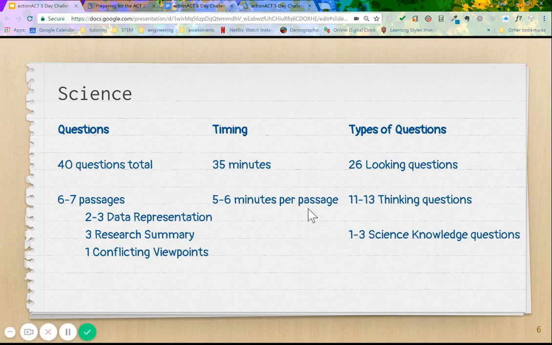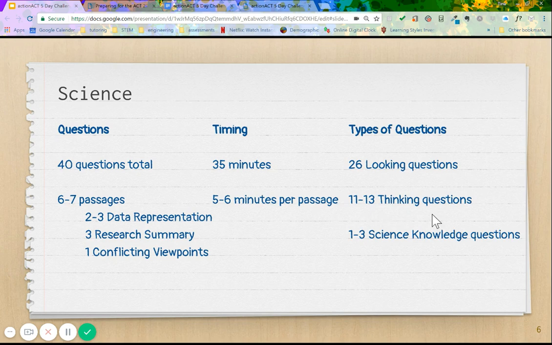Time-wise, you want to spend about 5 to 6 minutes per passage in order to complete all 6 to 7 passages. And I break the type of questions on the science section into 3 areas. So you're going to have 26 looking questions. And what I mean by a looking question is it's literally looking off the graphs and tables.